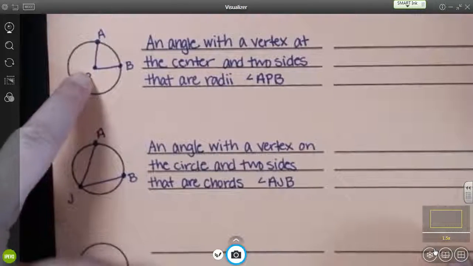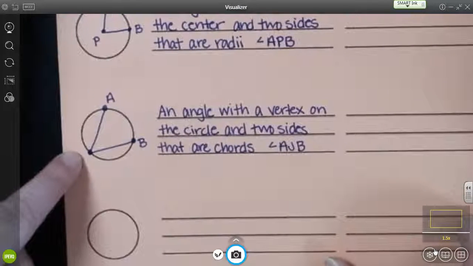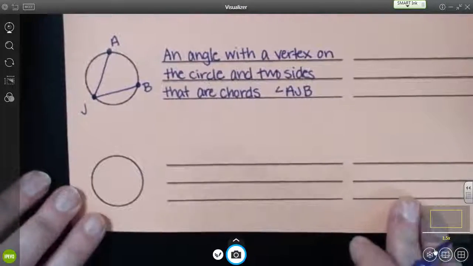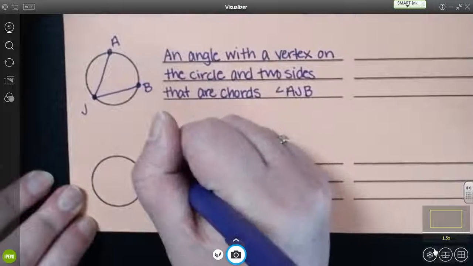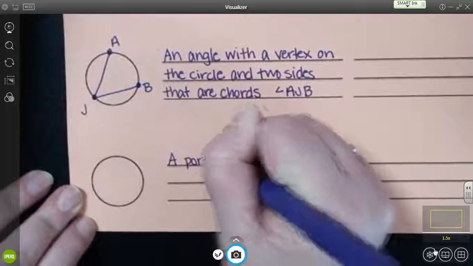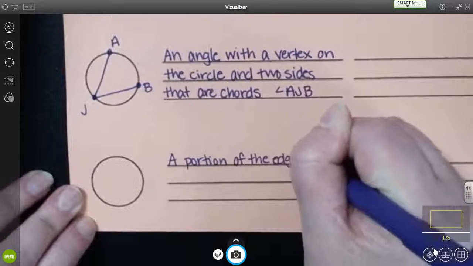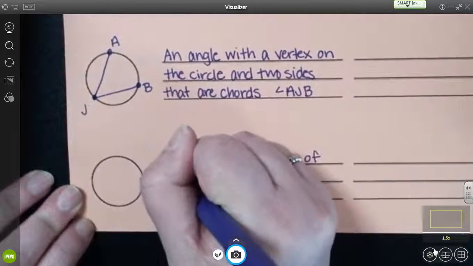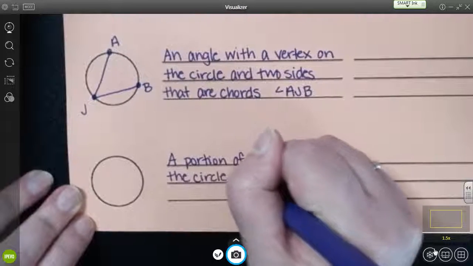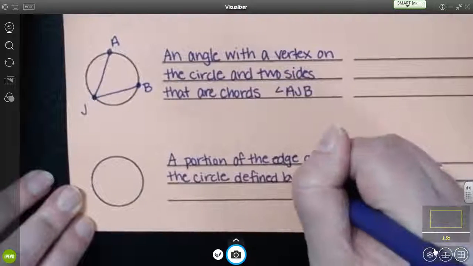So central angle, the vertex is the center. Inscribed angle, the vertex is on the circle. Okay. Next, we're going to talk about an arc. And an arc is a portion of the edge of the circle defined by two endpoints.